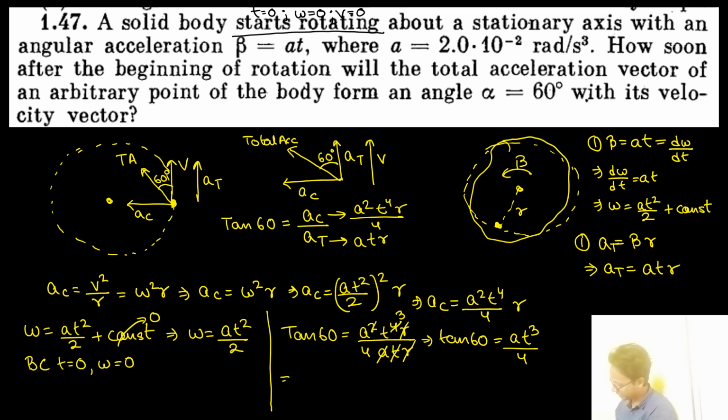What is the value of tan 60? Root 3. Root 3 is equal to a t cubed by 4, or 4 into root 3 by a is equal to t cubed. And I can simply write this as t to the power 1 by 3. And what is the value of a? The value of a is 2 into 10 to the power minus 2. If I use a calculator and solve it out, the approximate value of t comes out to be 7 seconds.